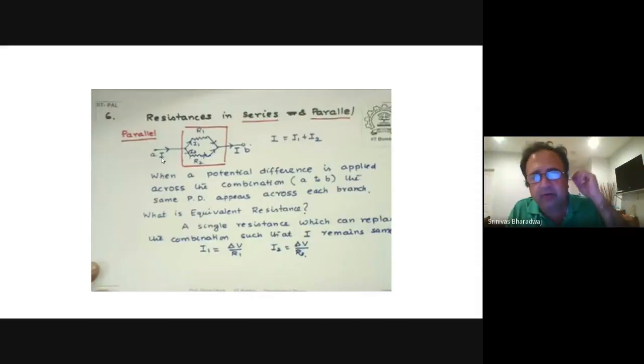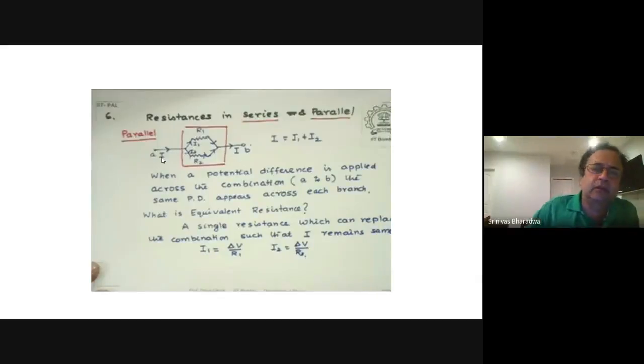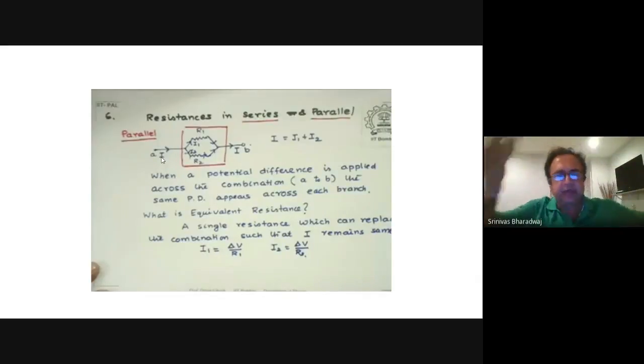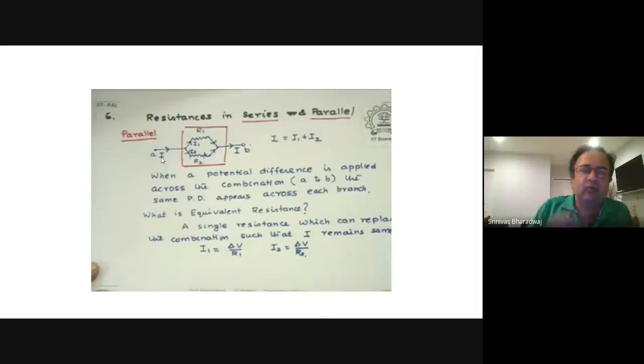So V divided by R1 plus V divided by R2 is equal to V divided by R equivalent. If you cancel out the V in the equation, you have 1 by R1 plus 1 by R2 equals 1 by R equivalent. So what is the equivalent resistance of two resistors in parallel? 1 by R1 plus 1 by R2 equals 1 by R equivalent, right? And if you rewrite that formula, if you do cross multiplication, take the LCM and all that, you will end up with R equivalent equals R1 R2 by R1 plus R2.